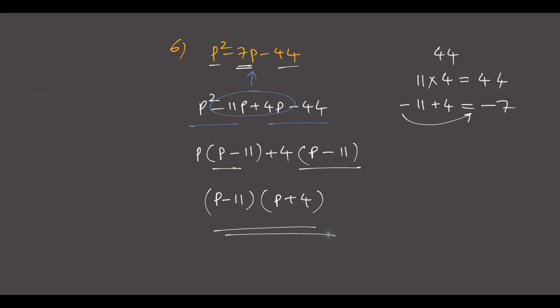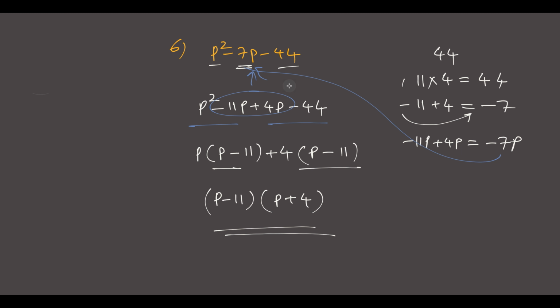It was a very simple question, because for 44, the number that comes immediately is 11. 11 into 4 is 44, and we have to subtract these two numbers in such a way that you get minus 7p. Minus 11p, we have to take p, because in the question it is p, plus 4p is going to be minus 7p, which is the same number which is in the center. Okay, we'll take one more question from the same exercise 6.1.